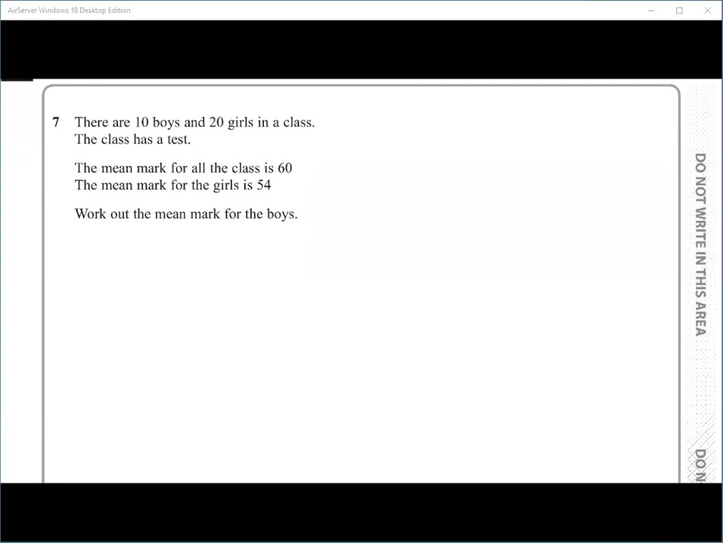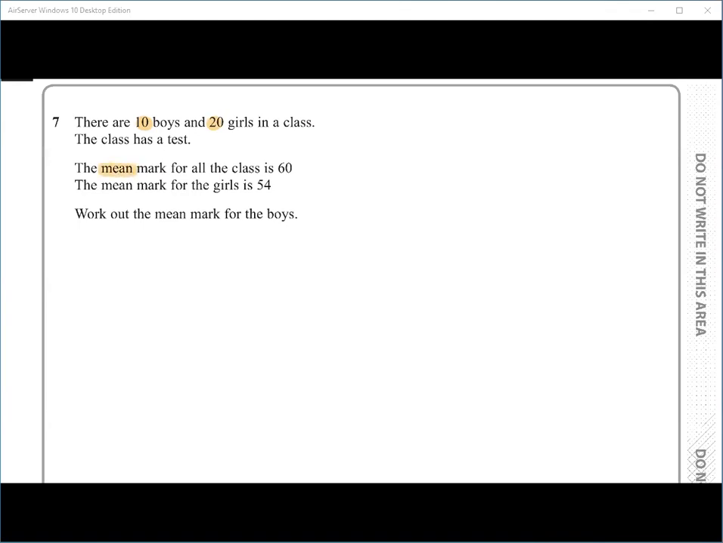There are 10 boys and 20 girls in a class. The class has a test. The mean mark for all the class is 60. The mean mark for the girls is 54. What would be the mean mark for the boys? Okay, work out the mean mark. Lovely. So let's try breaking it down. Let's look at the key words. So we've got key numbers like 10.